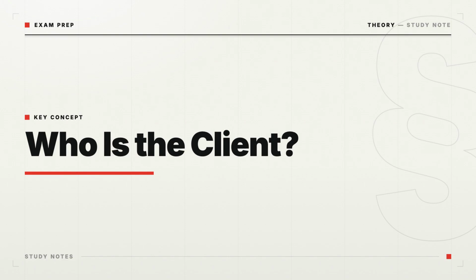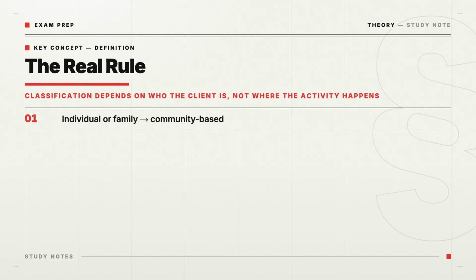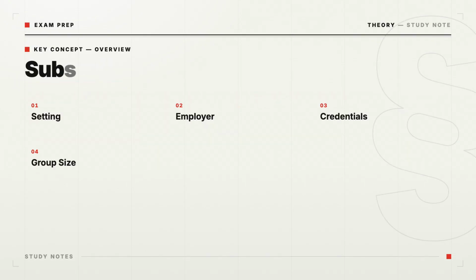The biggest trap in classifying practice areas is using geography as the rule. It feels intuitive, but it fails constantly in both directions. The correct rule is short. Practice area is determined by who the client is for that specific activity. One individual or family points to community-based nursing. A definable community points to community-oriented nursing. A population identified through health data points to population-focused nursing.